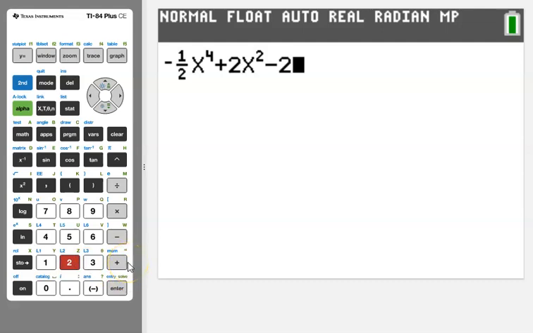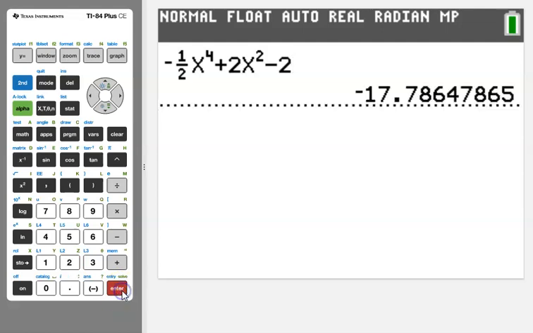Okay, so once you've typed your function, that value of x will replace these variables x in this expression, and it will automatically return the value of the function at that x value. So here's the y value for h. All right, so h evaluated at the solution to f of x equals g of x is approximately -17.786. All right, so that's how you use the store features.